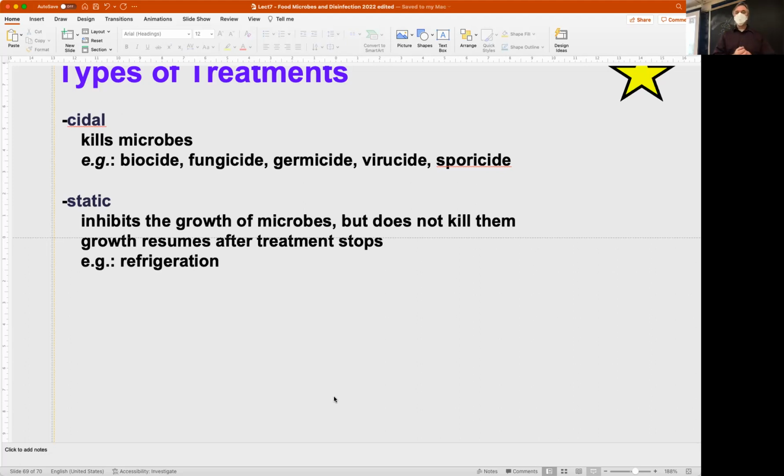So if something is bacteriostatic, it's referred to as reducing the life of that organism. So for example, refrigeration can be bacteriostatic or fungistatic. It can reduce the fungus, it can reduce the bacteria.